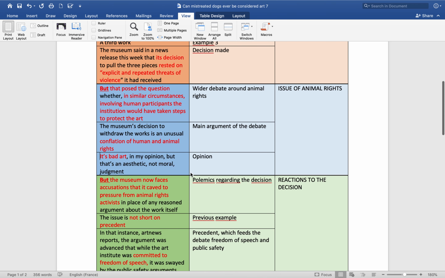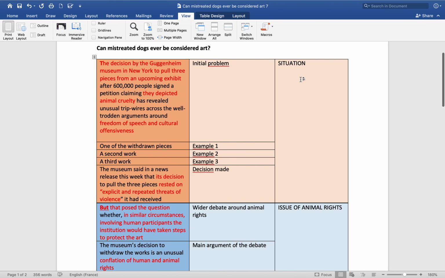But remember those yellow parts that were here? I moved them into the green part. So now I do have something that is much more consistent in my view. I get the initial situation with the initial problem, and then the 3 examples and the decision that was made. So this makes sense. I'm happy with my first part.